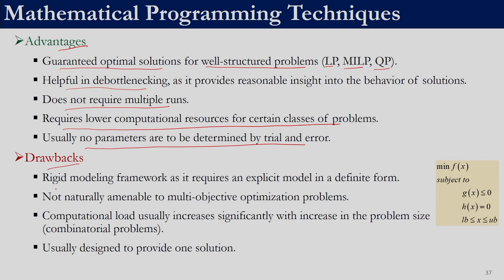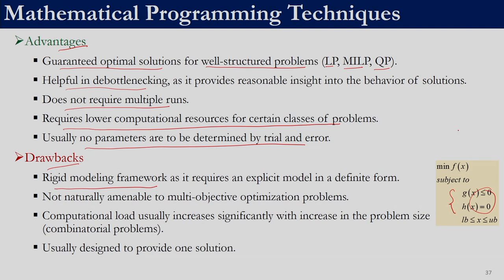The drawbacks include that it has a rigid modeling framework. All the constraints have to be expressed in this form. For example, in the Sudoku problem, if we denote a cell by x11 and its neighboring cell as x12, then the constraint is that x11 should not be equal to x12. But that constraint is not of this form. If we have a problem with the constraint that x should not be equal to y, that has to be transformed into such constraints, less than or equal to, or equal to.